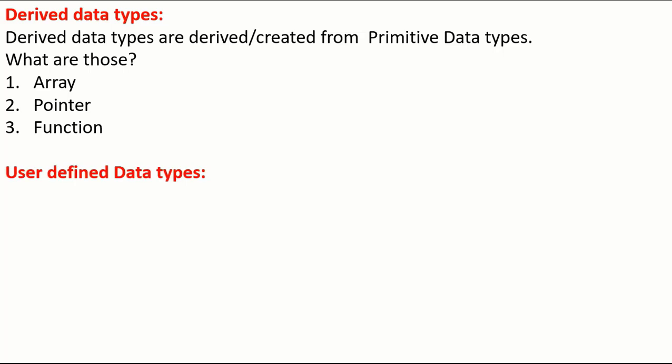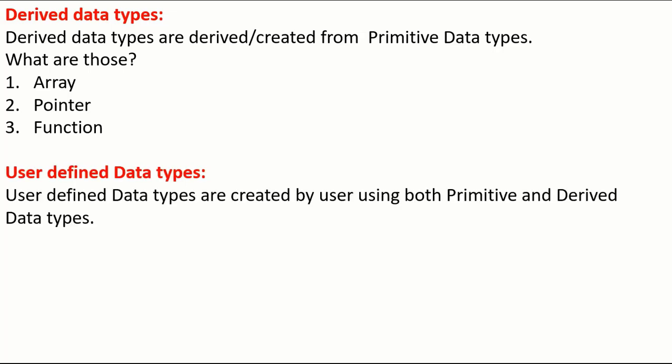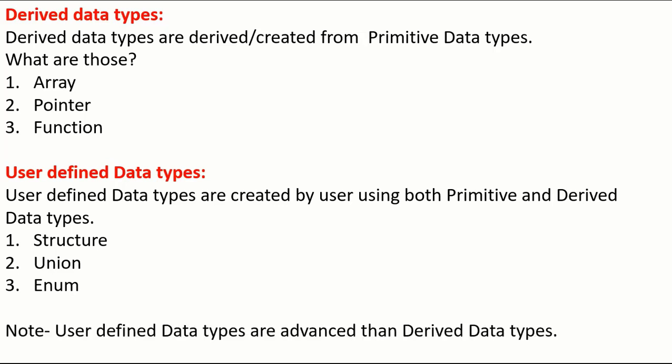Now, user defined data types. User defined data types are created by user using both primitive data type and derived data type. What are those? Structure, union, enum. These are user defined data types. Now, user defined data types are more advanced than derived data types.